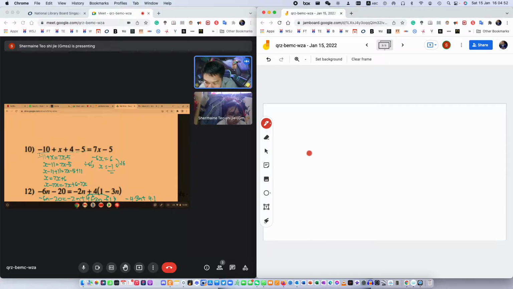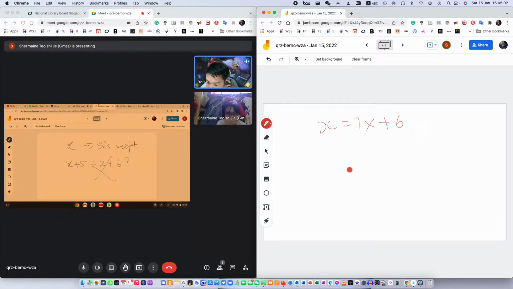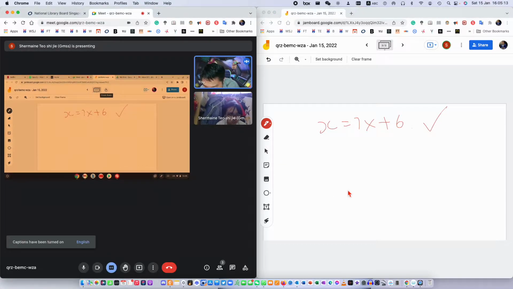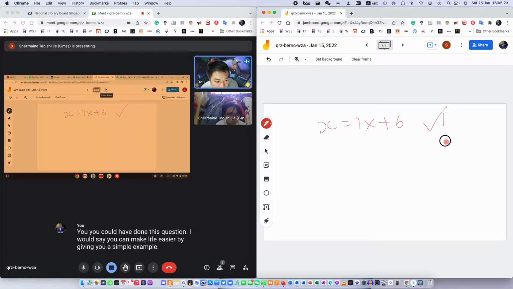Okay, so when it comes to this step, x equals 7x plus 6. Can you go to the Jamboard? Can you see this is the step, x equals 7x plus 6. So you are right until this step. But the next step, the next step, you could have done this question, I would say you can make life easier by giving yourself a simple example. So what simple example can you give over here?